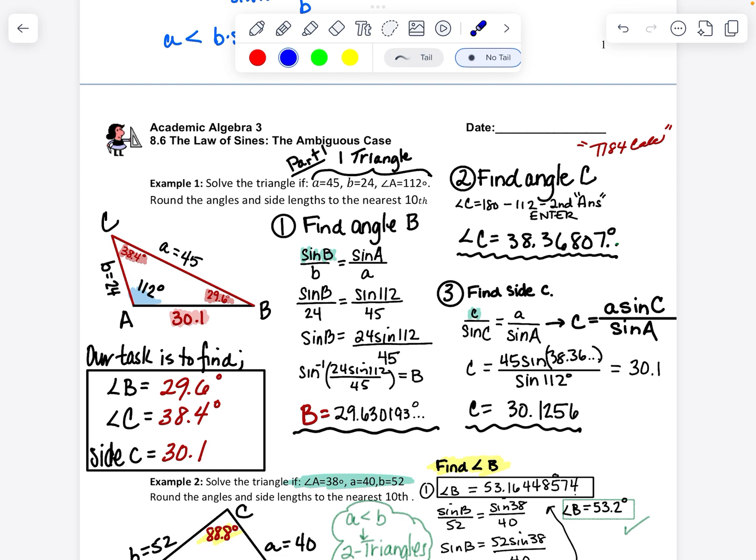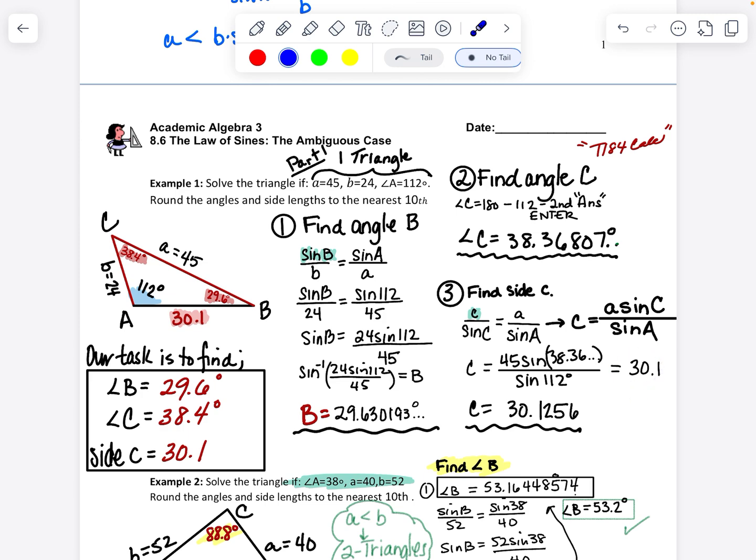You recognize that you have the one triangle, and you use the law of sines to find B. You find B. Then you subtract from 180. You subtract 180 minus 112. And I said second answer because I had just gotten B, or you could just type in the B. So 180 minus 112 minus 29.6. And you get this answer, angle C. So we have angle C. Now the only thing we have to do is then go back and use the law of sines to find side C right here, the 30.1 that we found.